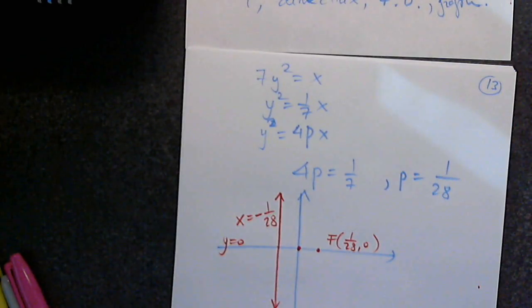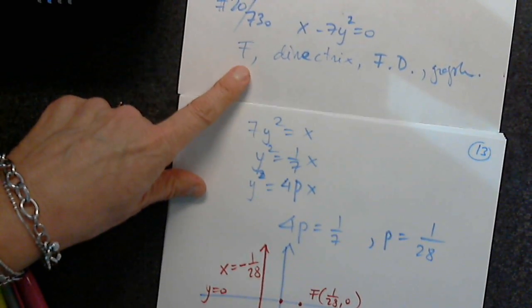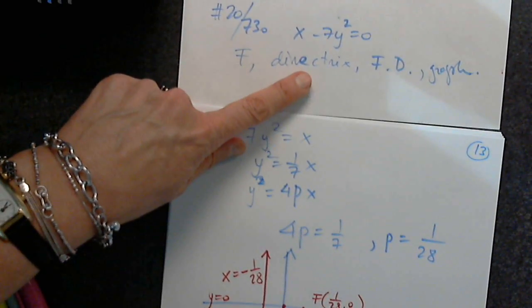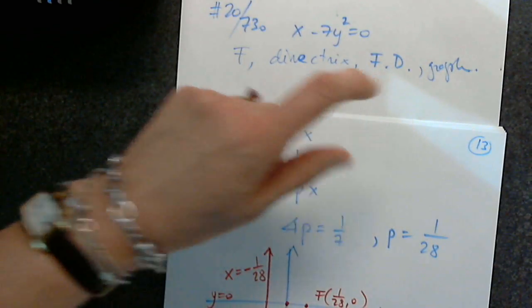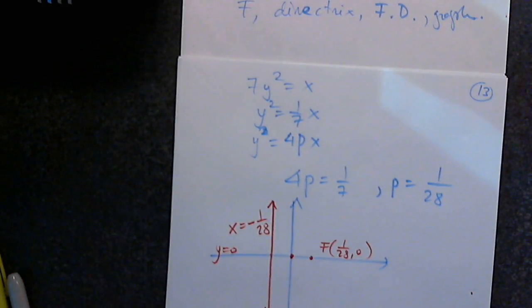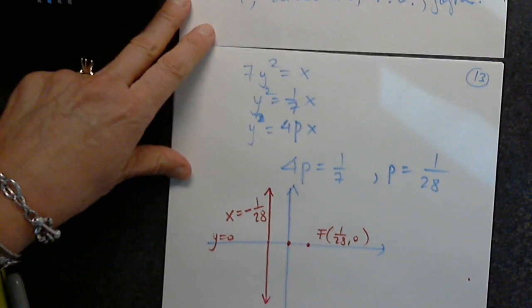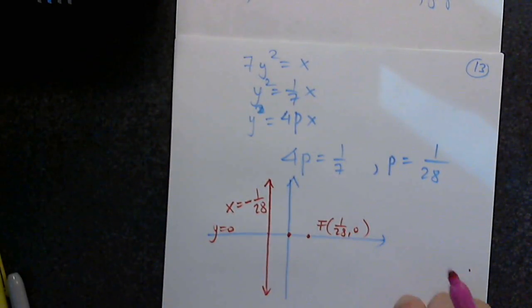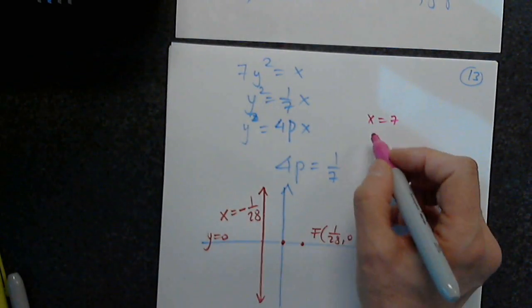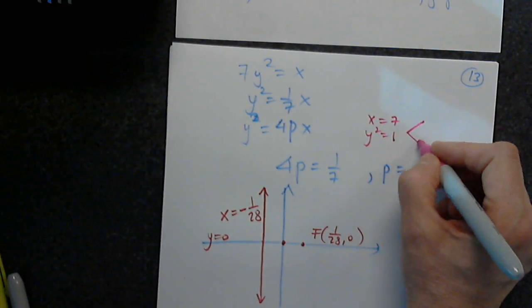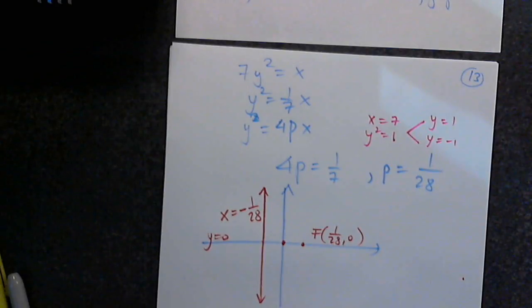Okay, so I have the focus that was determined. I have the directrix. I'm going to graph it, and then I'm going to find the focal diameter. So I have to come up with 2 more points. I know it will open this way, but I don't know how open the parabola would be. If I use x equals 7, it's a very good pick, because then y squared will be 1, and then I have y equals 1 and y equals -1.